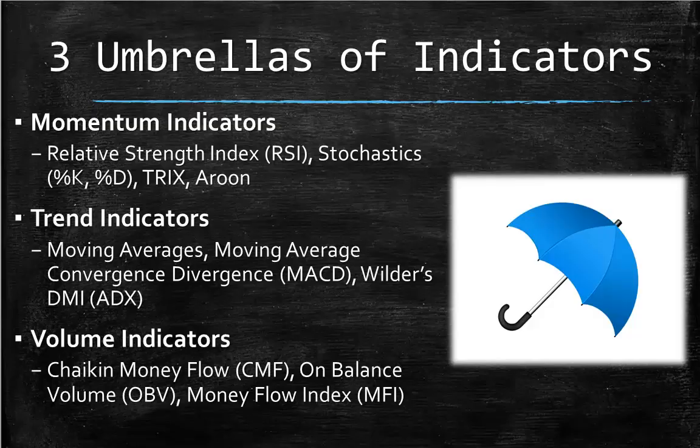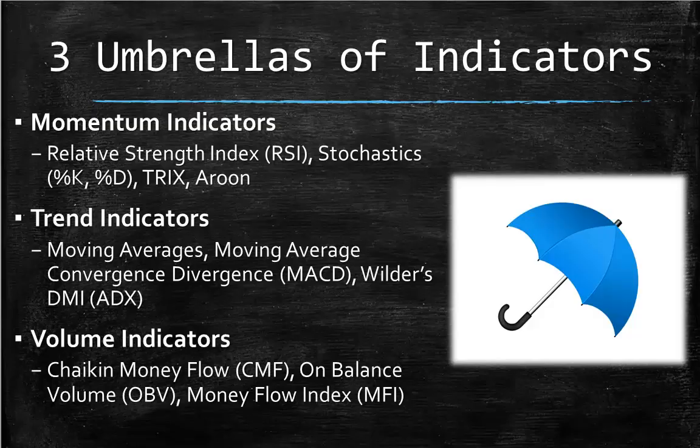Let's talk about some umbrellas real quick. There are three umbrellas, as I like to call them, of indicators. You have the momentum indicator umbrella, the trend indicators umbrella, and the volume indicators umbrella. All these are the overarching umbrella of types of indicators. So with the momentum umbrella, you have the relative strength index, RSI, stochastics, TRIX, the rune, and there are other ones. I'm just listing some. We will talk about some of these in the course.